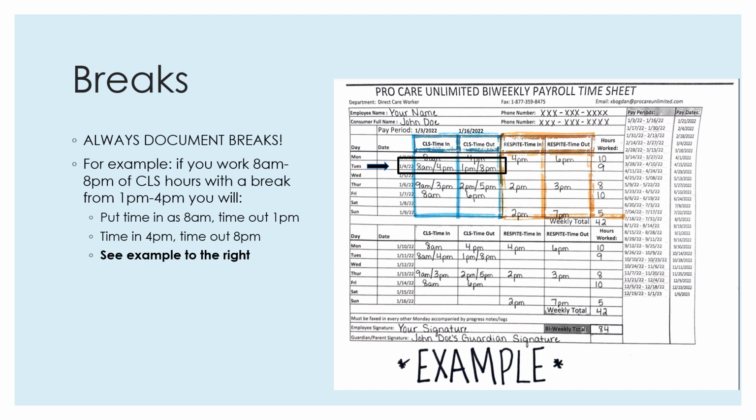For example, if you worked 8 a.m. to 8 p.m. with a break from 1 p.m. to 4 p.m., your time in would be 8 a.m. and time out would be 1 p.m. Then your second time in would be 4 p.m. Then your second time out would be 8 p.m.